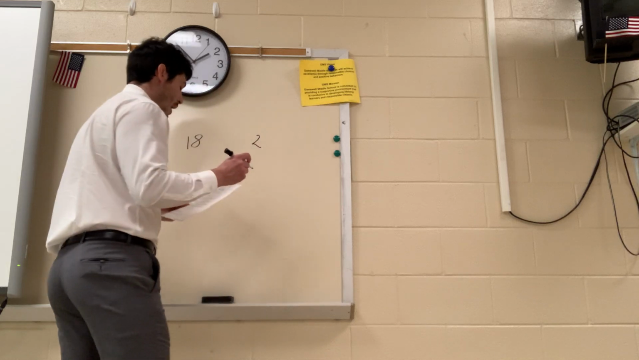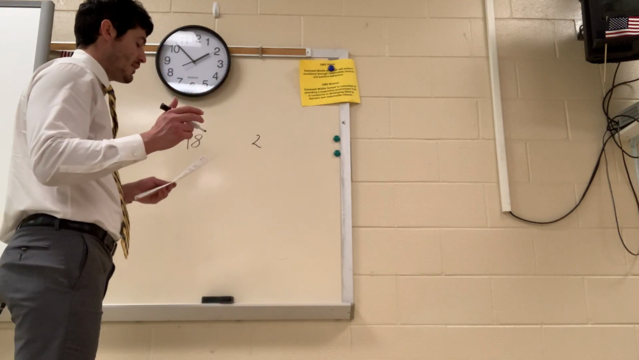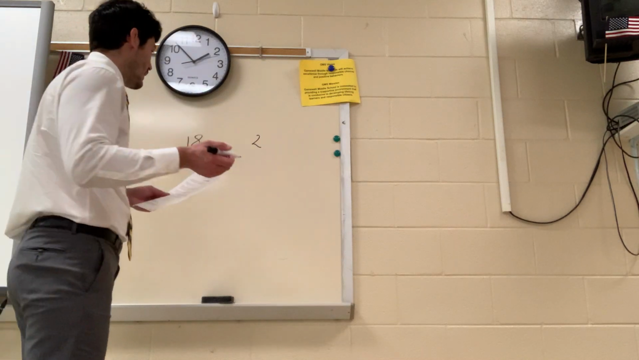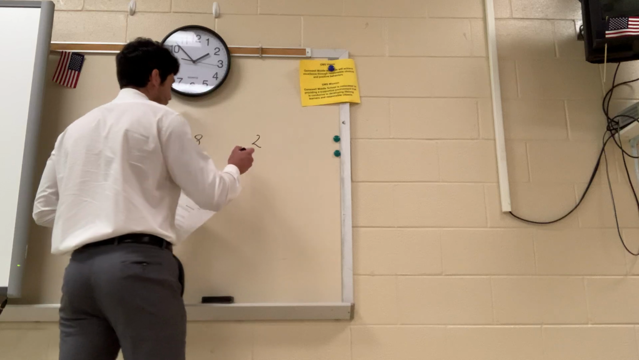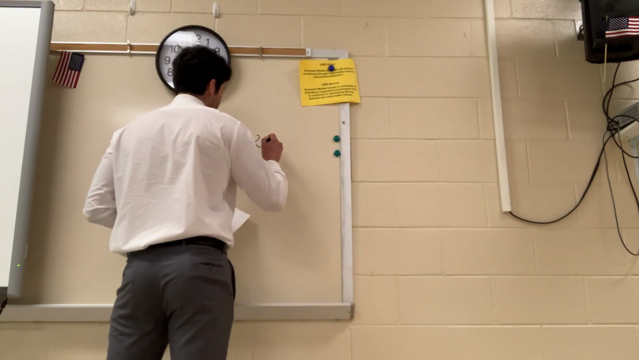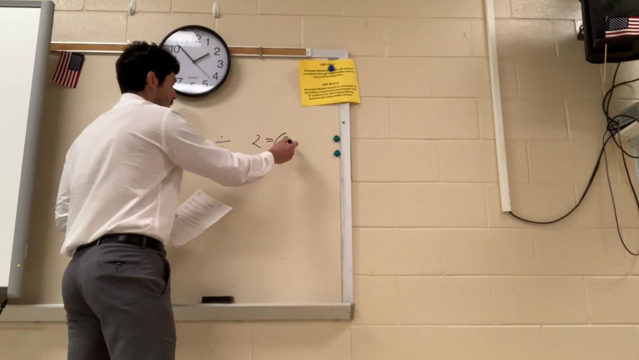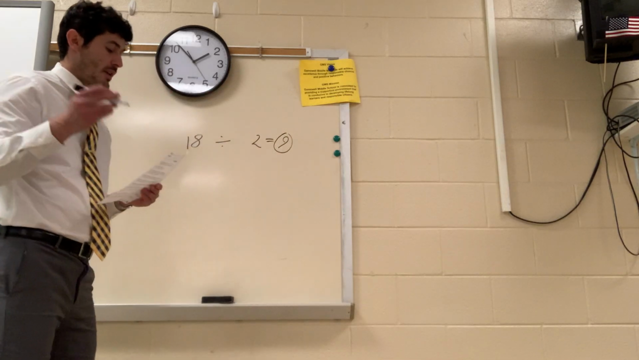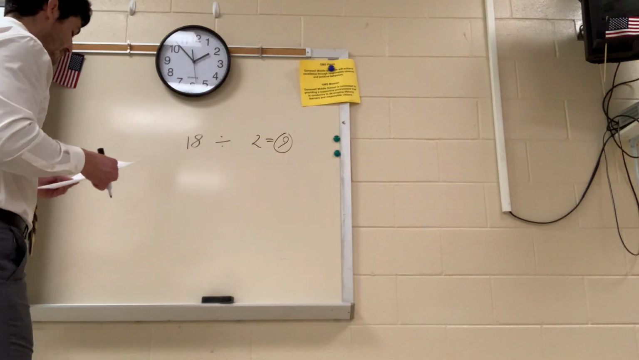So very simply, all we have to do, since we want to split them up equally, is to divide 18 by 2, right? And you should know that 18 divided by 2 is equal to 9. So this 9 right here, that'll be the number of fish that each person gets equally.